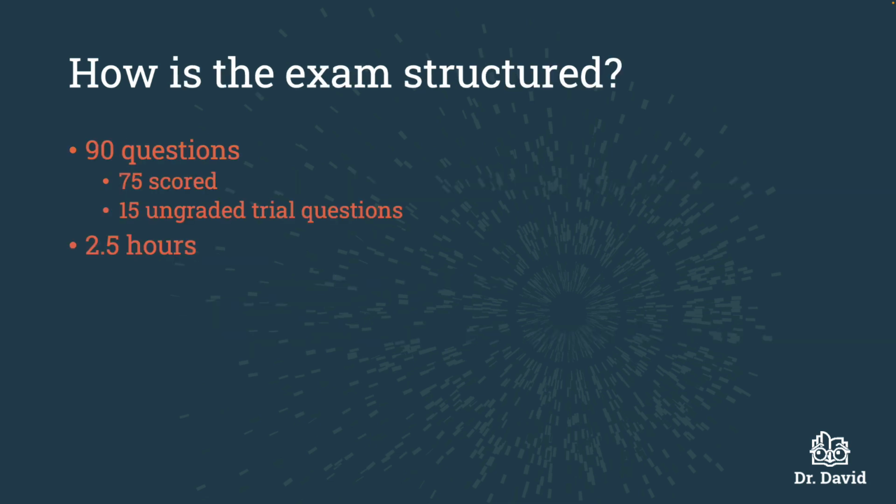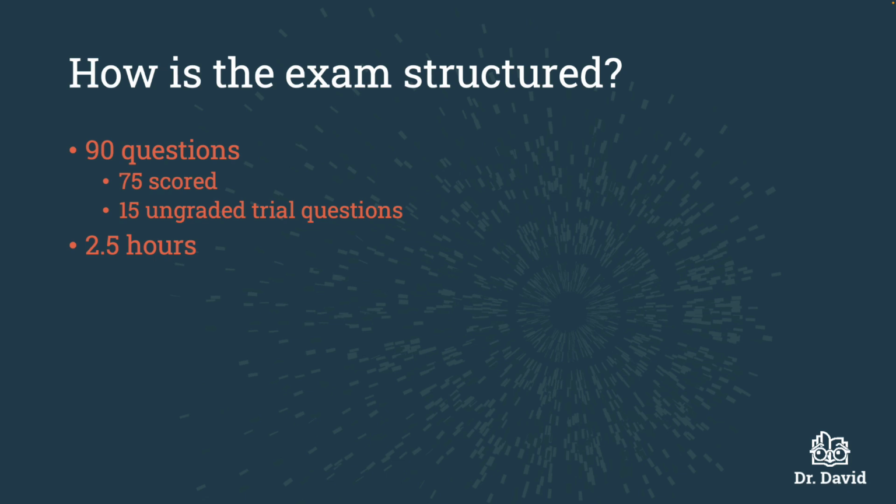The final note here concerns the exam structure. For the CIPPE exam, there are 90 questions in total. 75 of those questions are scored, and 15 of those are ungraded trial questions. So what is an ungraded trial question, you may be asking? These are questions that IAPP is trying out on test takers before making them official questions. These questions may concern new content, for example.